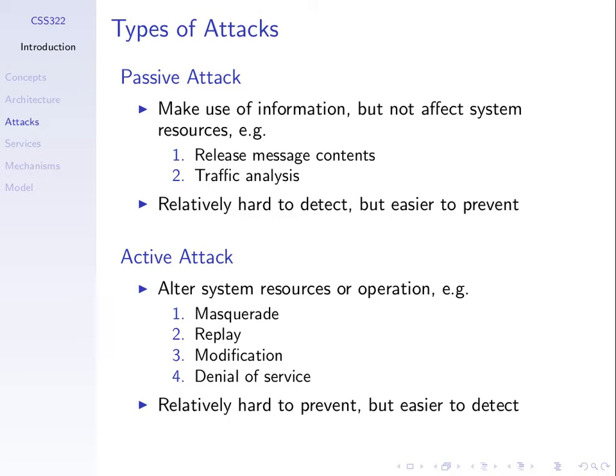But generally easier to prevent than the others. So prevention is the main way to stop these attacks. Encryption to stop the release of message contents, and to stop traffic analysis, you can introduce, for example, random messages such that it's hard for an attacker to analyze your patterns, hide the patterns of your communications. With active attacks, where the system is modified by the attack, hard to prevent them, but because the system is modified, something changes, it's easier to detect.